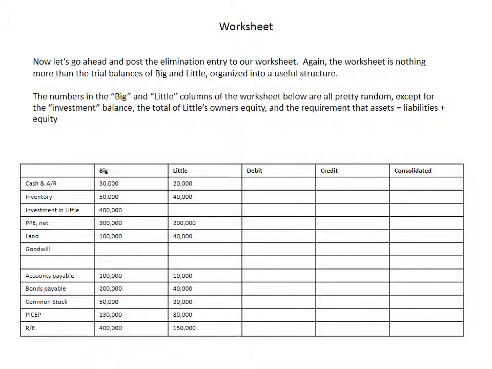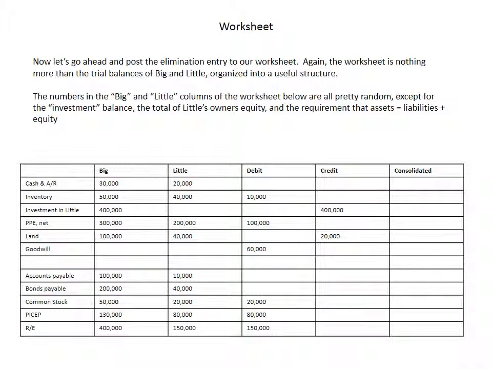Likewise for Little. All of these numbers are completely random, with the exception of Little's owner's equity accounts and Big's investment in Little account. Other than that, the only limitation is the debits equal credits, obviously. So we take the information from our elimination entry, and we post the debits to the debit column and the credits to the credit column. Again, simply transcribing from journal entry format to the column format of our worksheet.